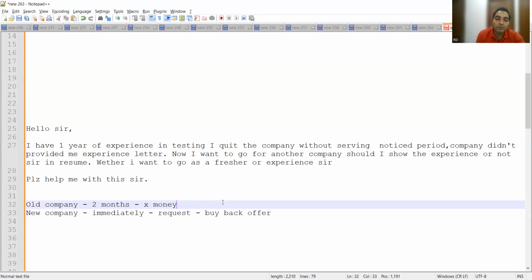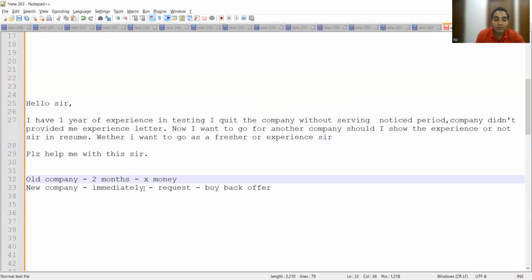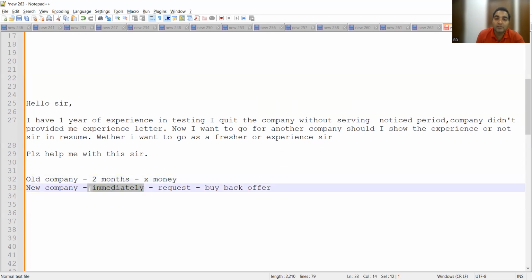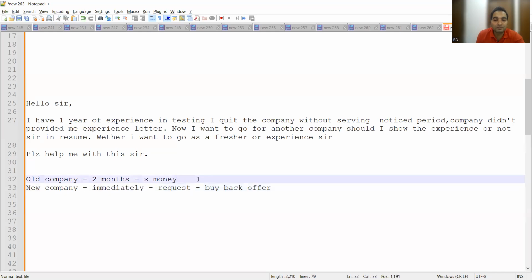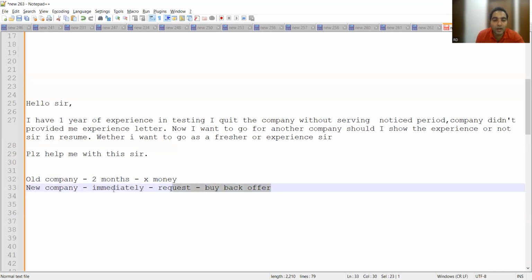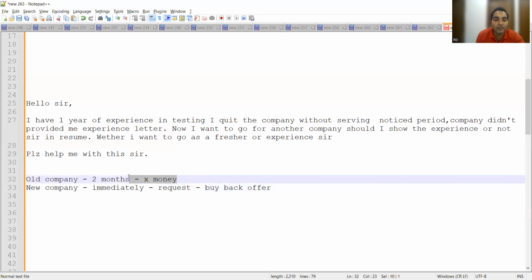In the new company, if they are looking for immediate joiners, that means they have got the business, right? They are looking for the work to be done. They already have the work. So what you can do is ask the new company to pay this money and then you can get relieved as soon as possible. So that's how you can also do it.